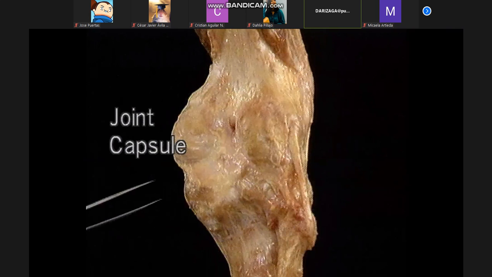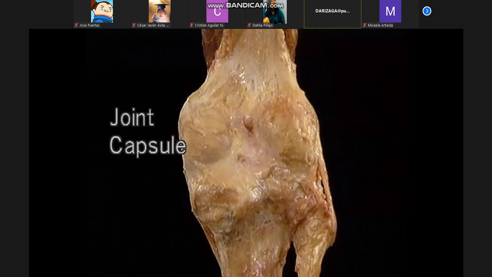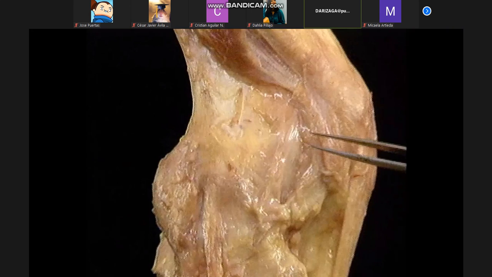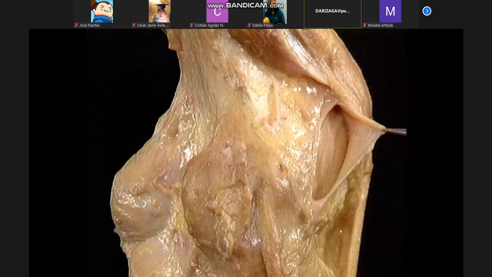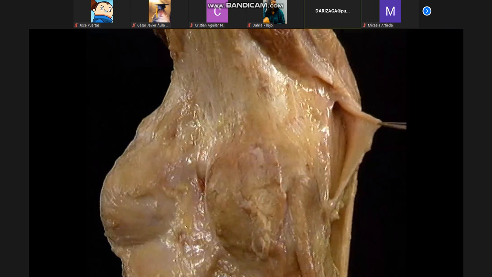On the back of the joint, the capsule is thick and strong. The thickened posterior capsule prevents hyperextension of the knee joint. Here, we've divided the fibrous capsule to see its inner surface. It's lined on the inside with synovial membrane all the way around the joint, except at the back.